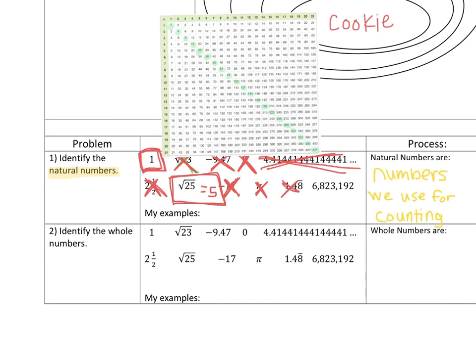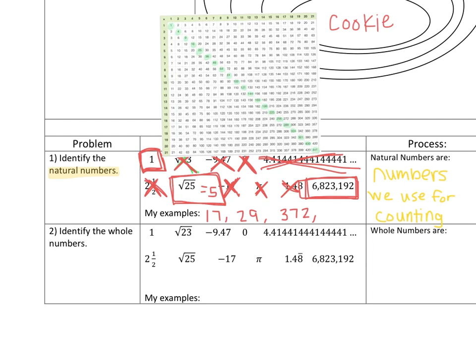Would I count 6,823,192? The answer is yes. If I had that many things in front of me, if I was patient enough, I would count that number. So those 3 are numbers that we use for counting. What other numbers could you use for counting? We could use the number 17. We could use the number 29. We could use the number 372. Try and come up with one more number there. What's a number that you would use to count?